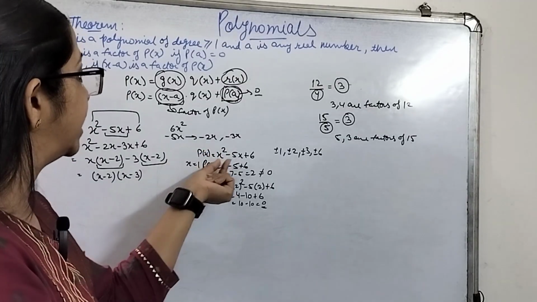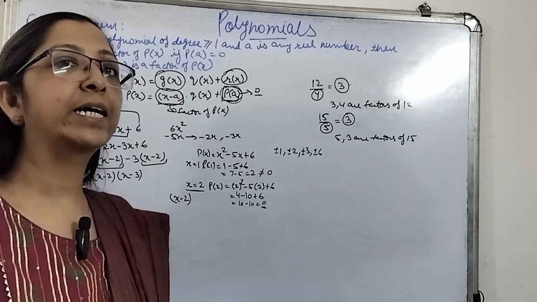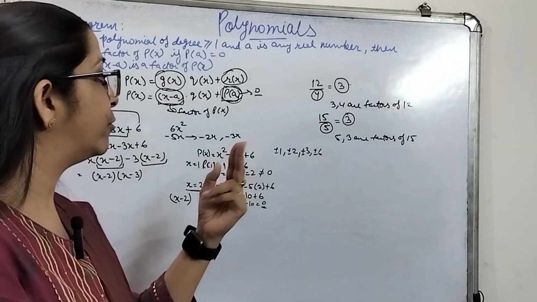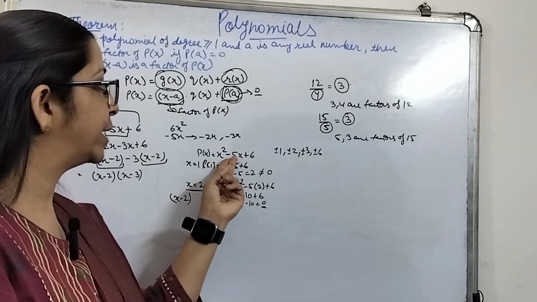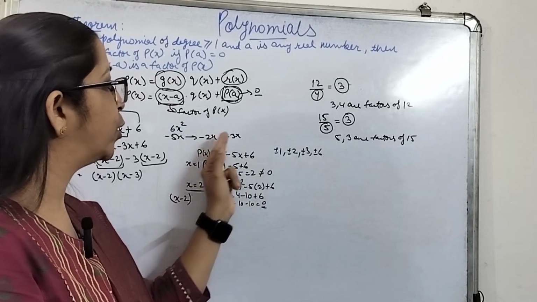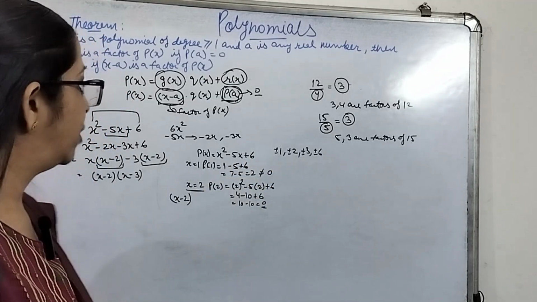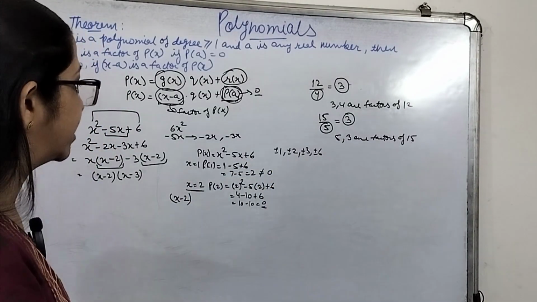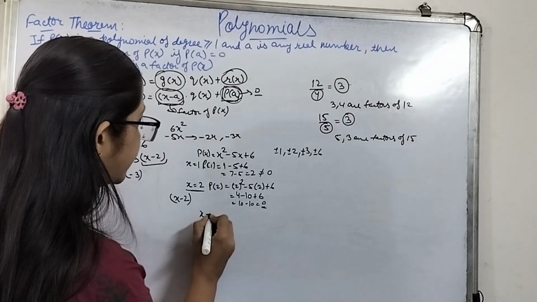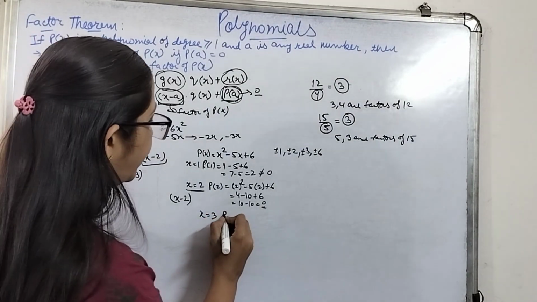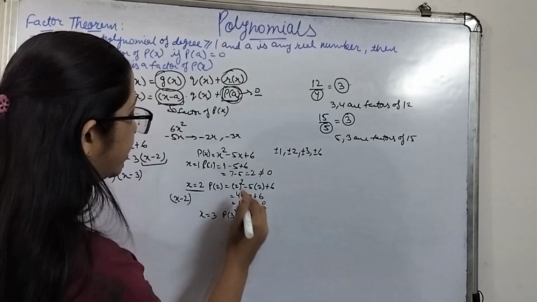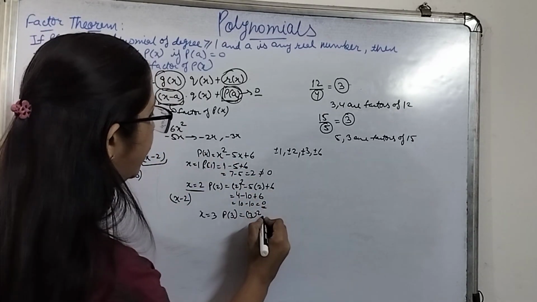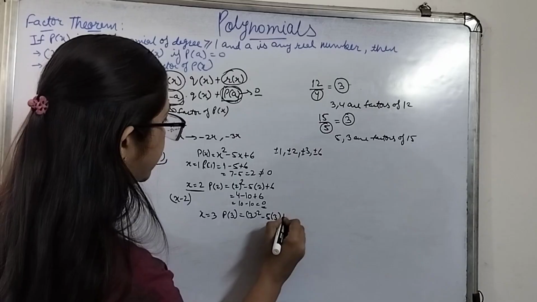Now we said that in a quadratic polynomial, we can have two zeros. That means a maximum of two values of x will be there for which the value of the polynomial will turn to 0. One of the values we already got, that is x equivalent to 2. Now let's check the other one. Let's take x equivalent to 3. So p(3) will be, 3 square will be 9, just I am writing it, 3 square minus 5 into 3 plus 6.